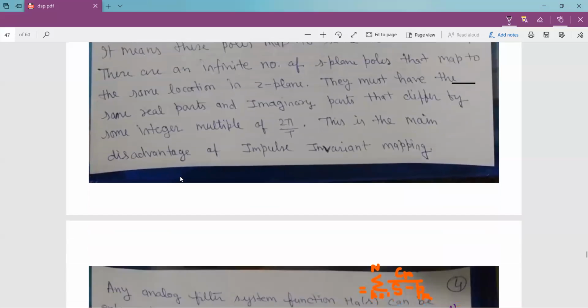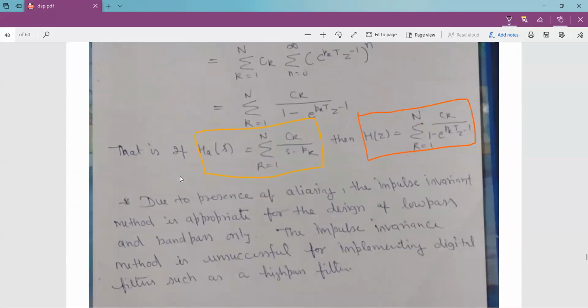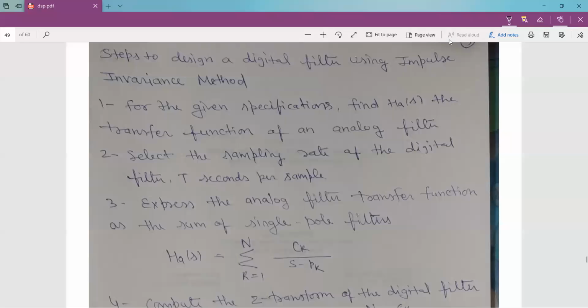So because of this aliasing effect, we are not able to design the high pass filter. Only the impulse invariant method is appropriate for the designing of low pass and band pass filters. So here we have to think about the constraint of the impulse invariant method as well as the disadvantage of the impulse method.